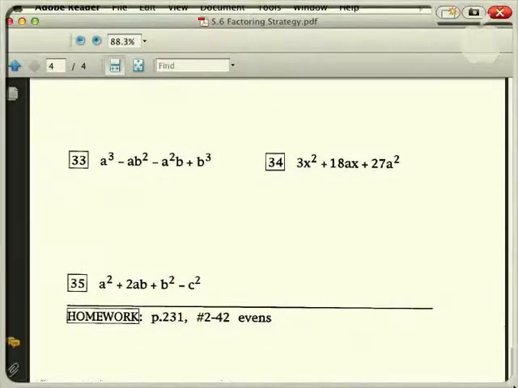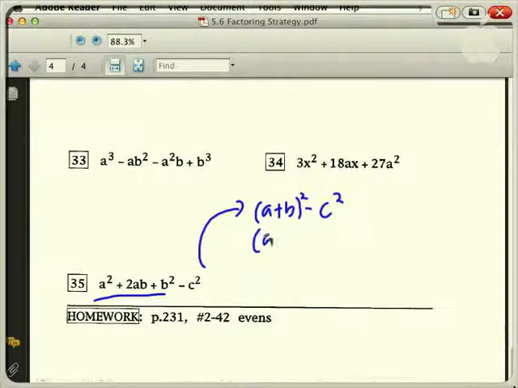Number 35. We'll do that one up here. The first three terms are a trinomial square, a plus b quantity squared minus c squared, and then we got the difference of two squares. So a plus b minus c times a plus b plus c. All done.